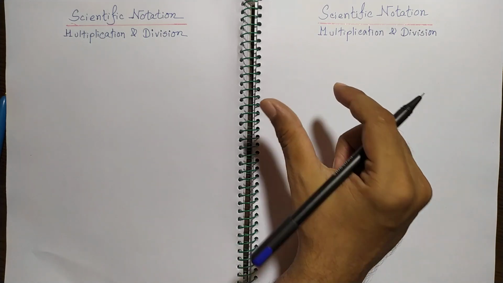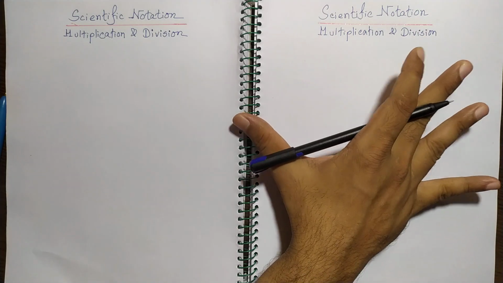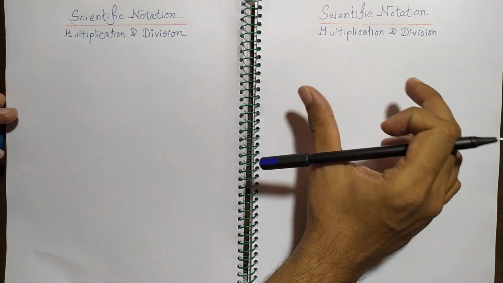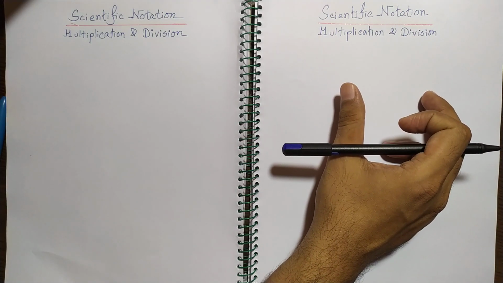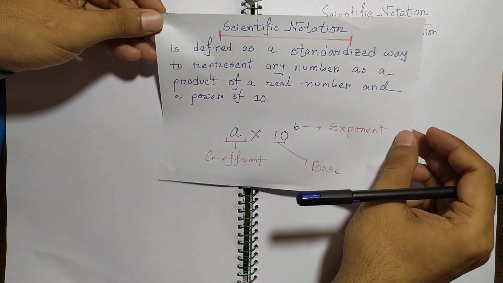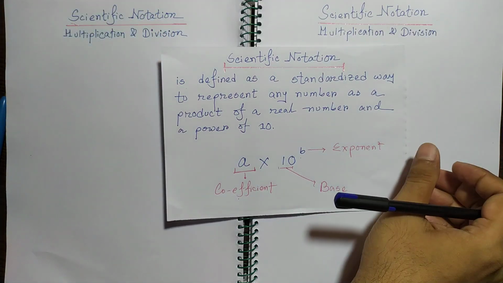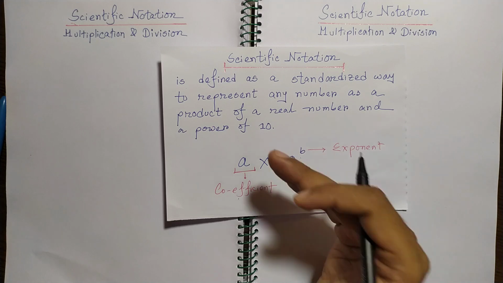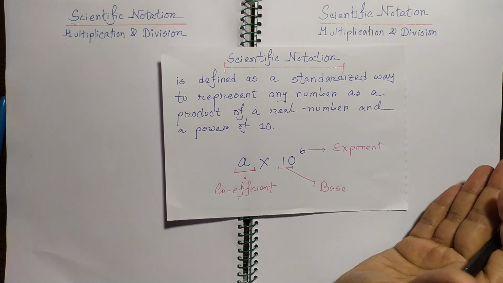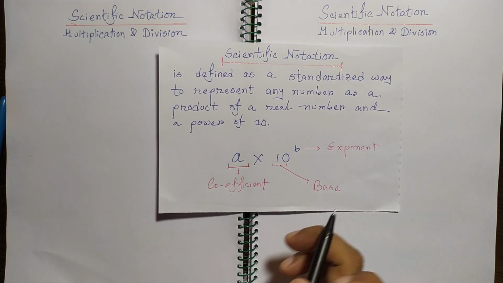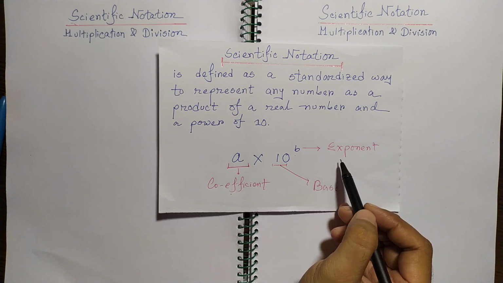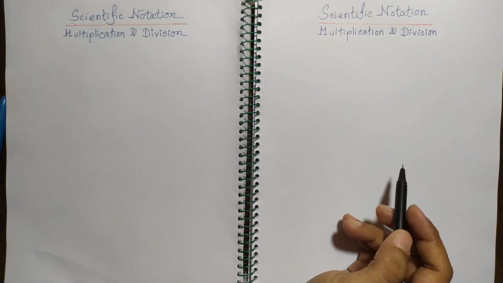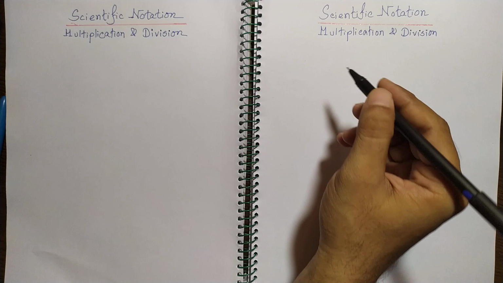In earlier classes I explained the introduction of scientific notation as well as how to add and subtract. If you can remember, I explained that scientific notation is a standardized way to present any number as a product of a real number and the power of 10, and I hope that you know that this is the coefficient and this is the exponent. So let's see how we can do some multiplications.